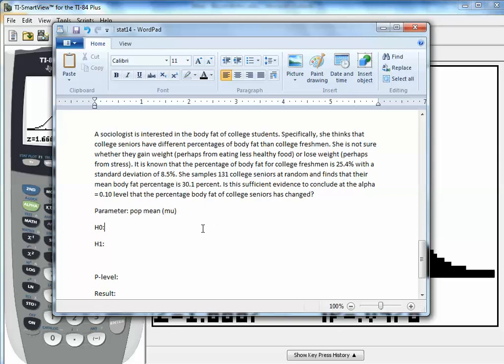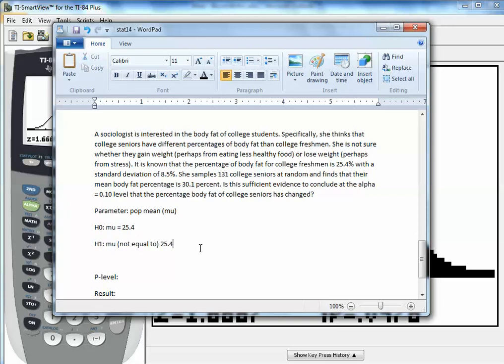H naught is the statement that there is no change, that college seniors weigh the same as college freshmen. So the null hypothesis is that mu is 25.4 for seniors, just like it was for freshmen. And H1 is that it's changed. We don't know if it's bigger or smaller, so I'll just write not equal to, the equal sign with a line through it. These are our two hypotheses. Remember that H naught always has an equal sign in it, and H1 does not.